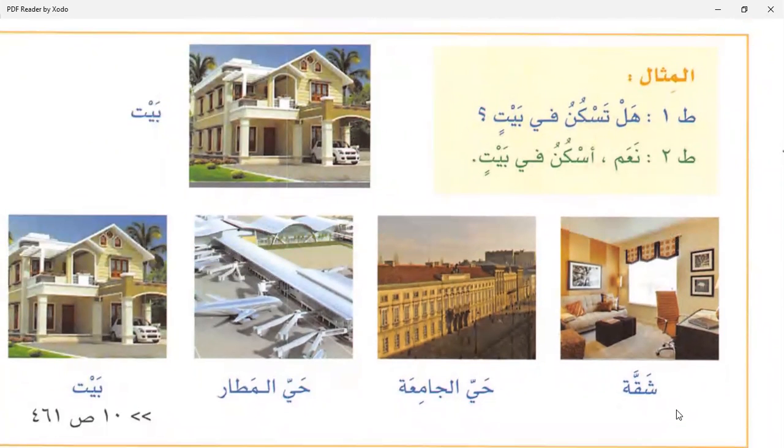Hal taskunu fi hayyil jamia? Naam askunu fi hayyil jamia. Hal taskunu fi hayyil matar? Naam askunu fi hayyil matar.